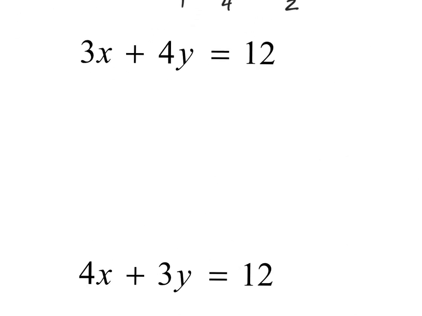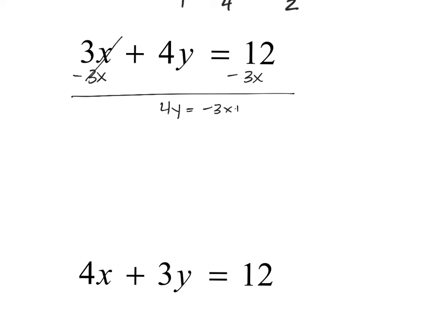Okay, so let's go ahead and do this one. Y equals mx plus b, so we need to subtract 3x from both sides. We have 4y equals negative 3x plus 12. Divide by 4. Y equals negative 3/4 x plus 3. So my slope is going to be negative 3 over 4.